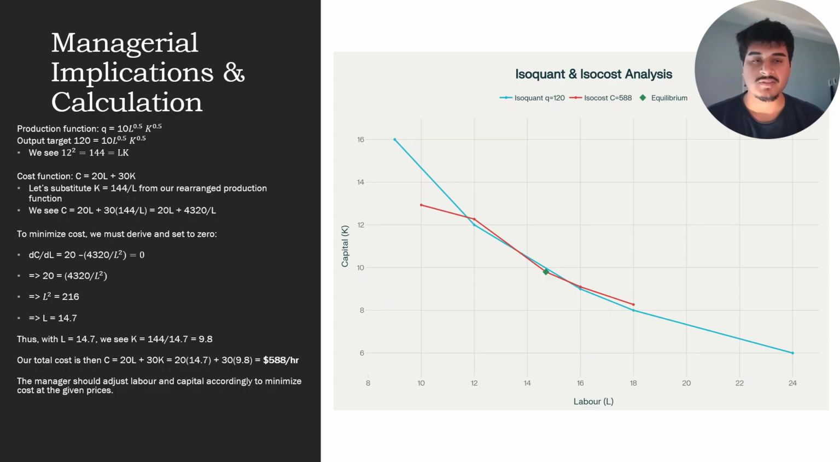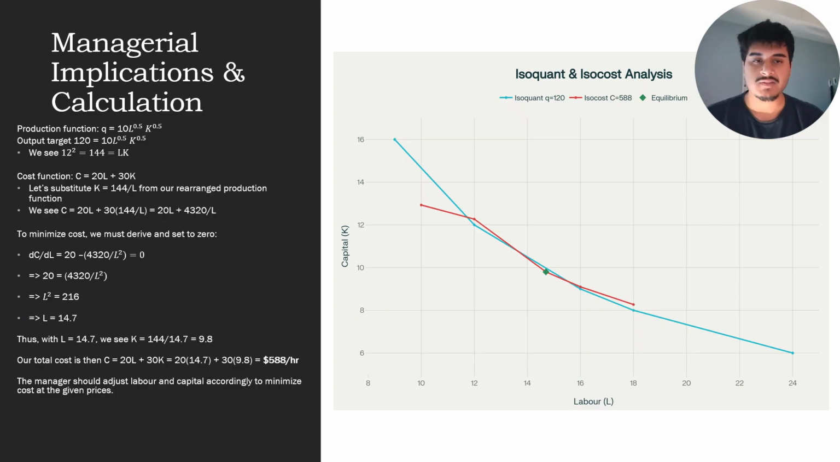Let's take our cost function to be the one we set before, C equals 20 times L plus 30 times K. From our production function isolation, we see that K equals 144 divided by L, and we can substitute that in to see that C equals 20 times L plus 30 times 144 divided by L, which equals 20 times L plus 4,320 divided by L. To actually minimize the cost, we must take the derivative and set it equal to 0. Thus, we see dC over dL, minimizing cost by differentiating with respect to labor. We get 20 minus 4,320 divided by L squared as the derivative, set equal to 0.